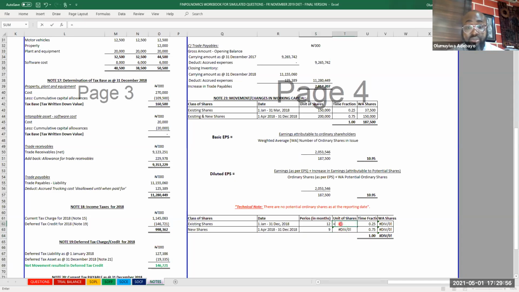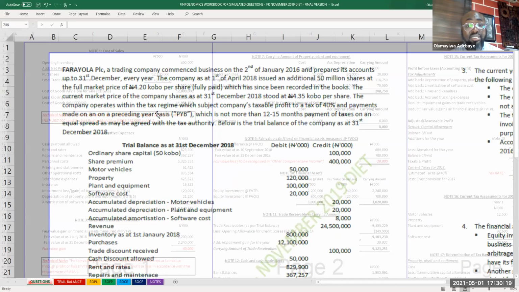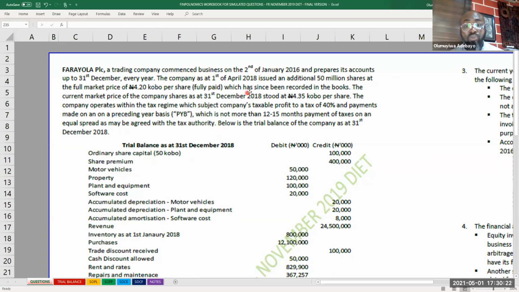Now, how many shares? 150,000 or 150 million, as the case may be, since we are doing everything in thousands. And 50,000 shares for 9 months. That is what makes up the 200,000. Why? Because the information given to us here says this has since been recorded in the books, which means to have 200,000 shares, which is 100,000 naira divided by 50 kobo, the 50 million shares has already been included, which is what we have there.